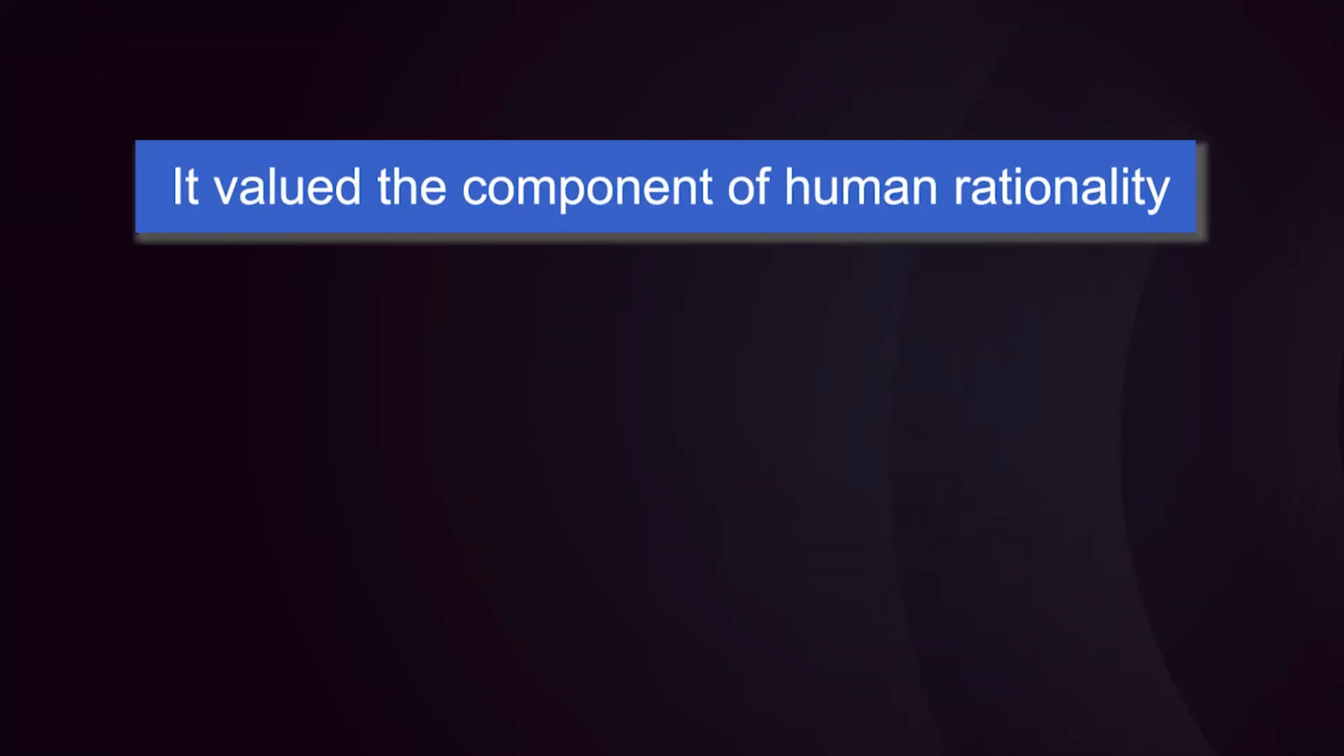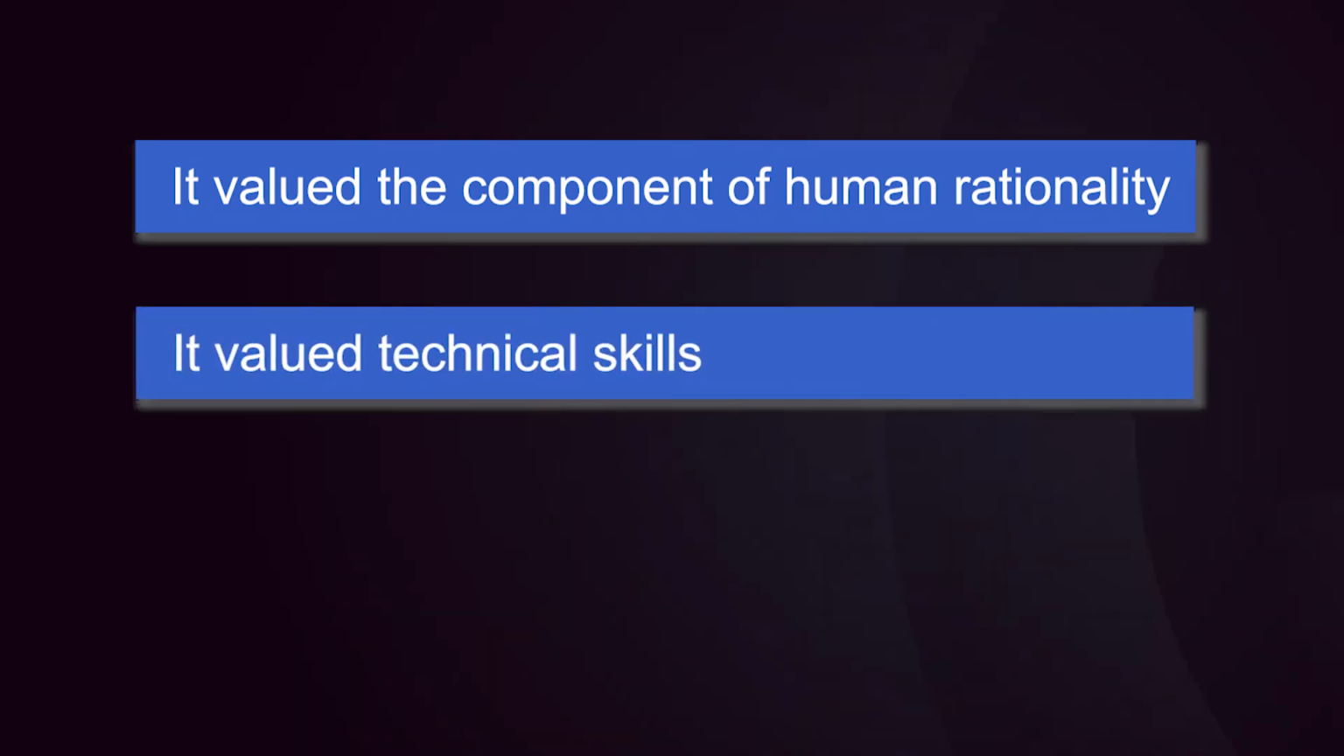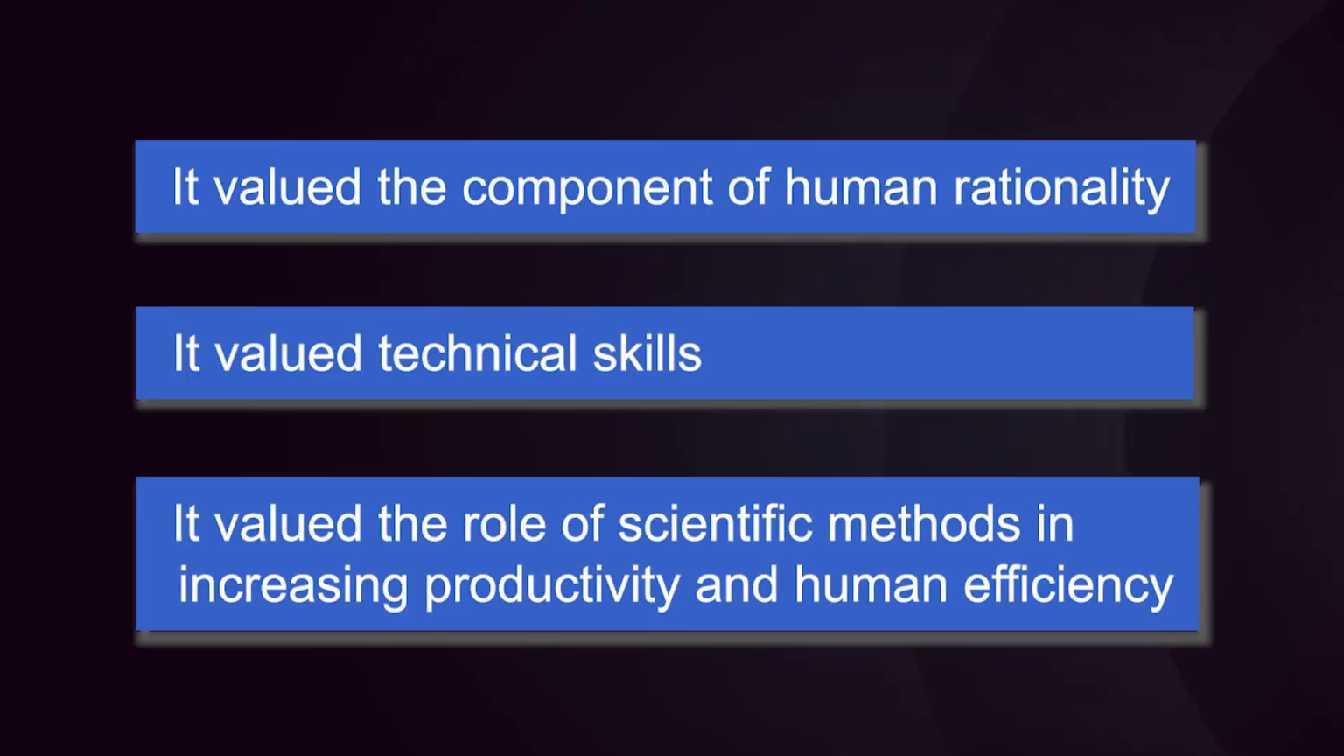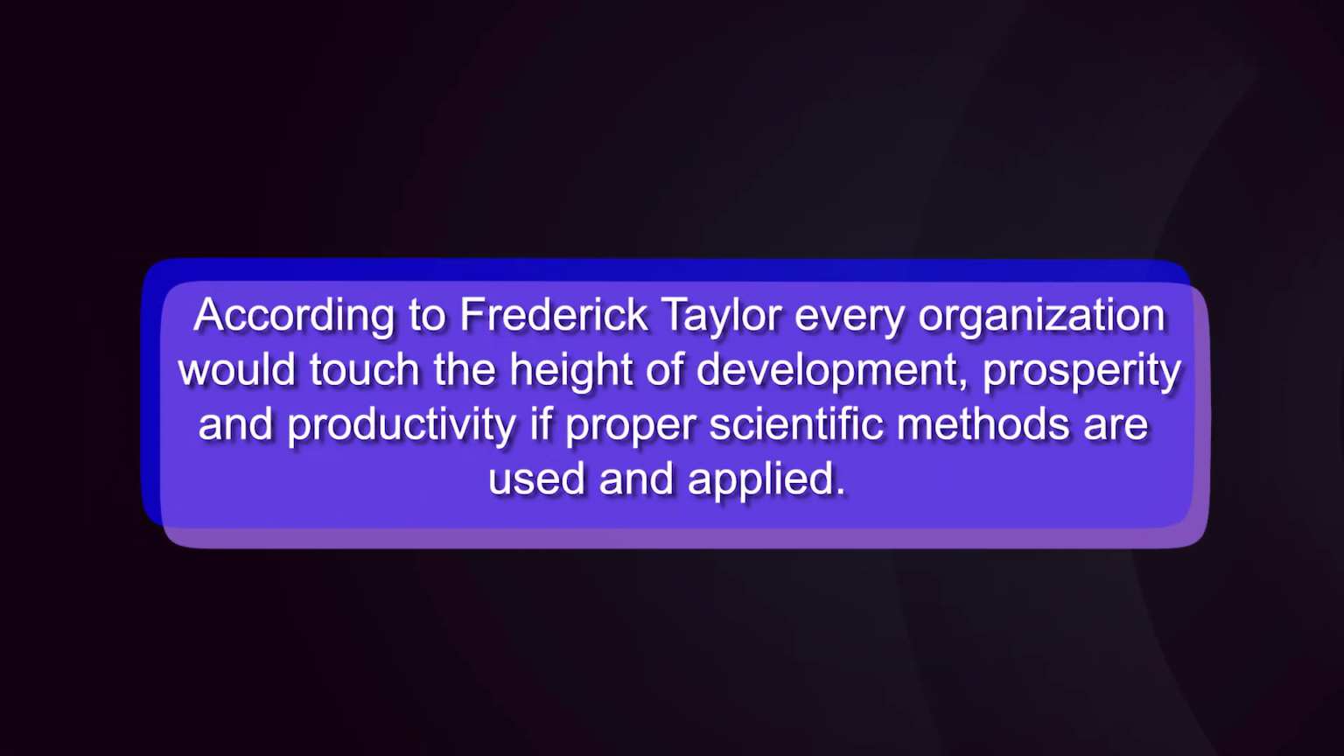Number one, it valued the component of human rationality. Second, it valued technical skills. And third, it valued the role of methods, better to say scientific methods, in increasing productivity and human efficiency. The scientific management theory also was based on three important assumptions. Number one, according to Frederick Taylor, every organization could touch the height of development, prosperity and productivity if proper scientific methods are used and applied.